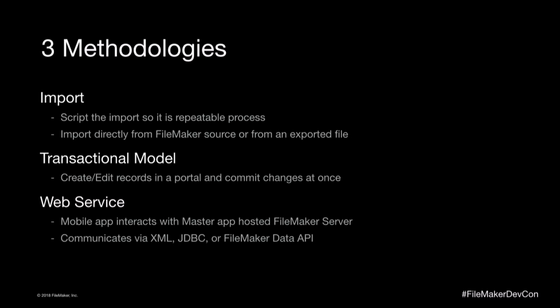Perhaps one of you brilliant people will have something else to say about it, but it seems to me that it really comes down to 3 techniques inside FileMaker right now, without maybe using the data migration tool or something. You can import data. You can use a transactional model, which means making changes in portals and then committing it at once. So all the changes you make in a portal are committed at one time. That's a transaction. Or you could use a web service. So the web services, FileMaker supports XML, JDBC, and the brand new FileMaker Data API. So we could make use of those, or some combination of these 3.